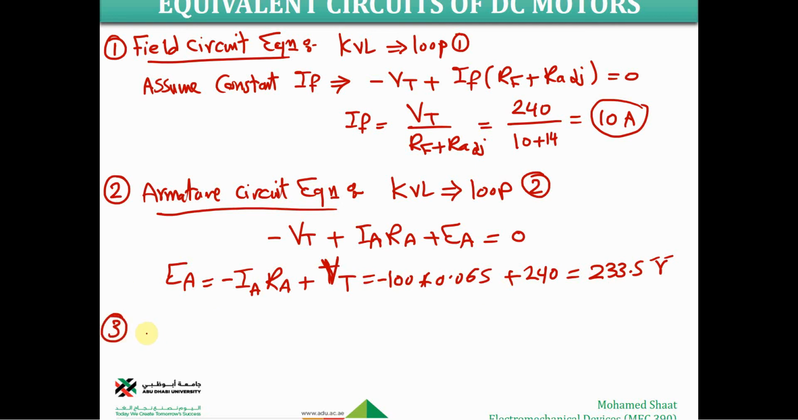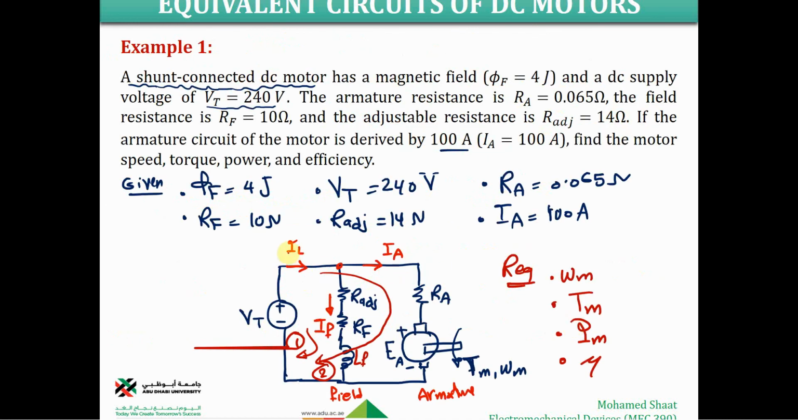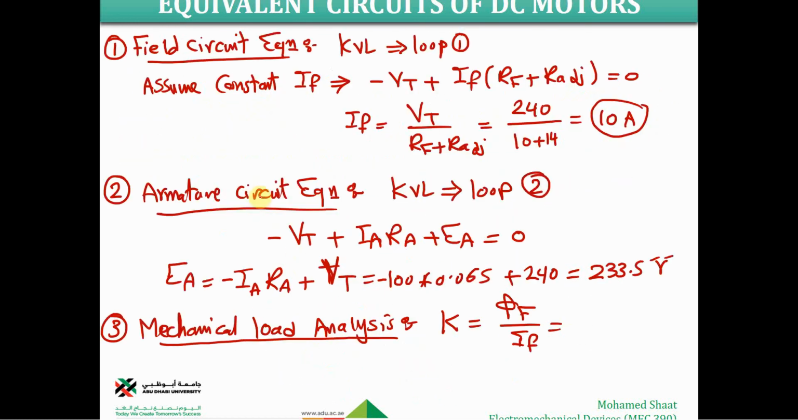And the third step, or the third equation, is going to be the mechanical load equation, or the mechanical load analysis. For the mechanical load analysis, the first thing that we have to calculate is K, which is the motor constant, which equals phi F divided by IF. Phi F, the magnetic field energy, is already given to us as 4 joules. So this is 4 divided by the IF, which we just got as 10. This is going to give us 0.4 joule per ampere.